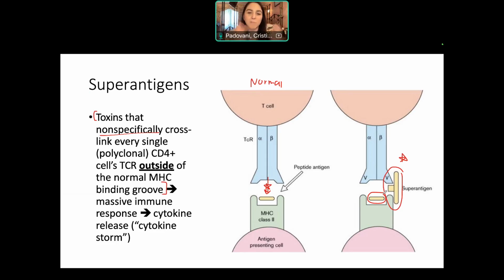So you get this massive immune response because it never stops, and it's every single CD4 positive T cell. You get massive cytokine release to the point where this is now called a cytokine storm. People can die from superantigens because of the massive immune response that's happening.